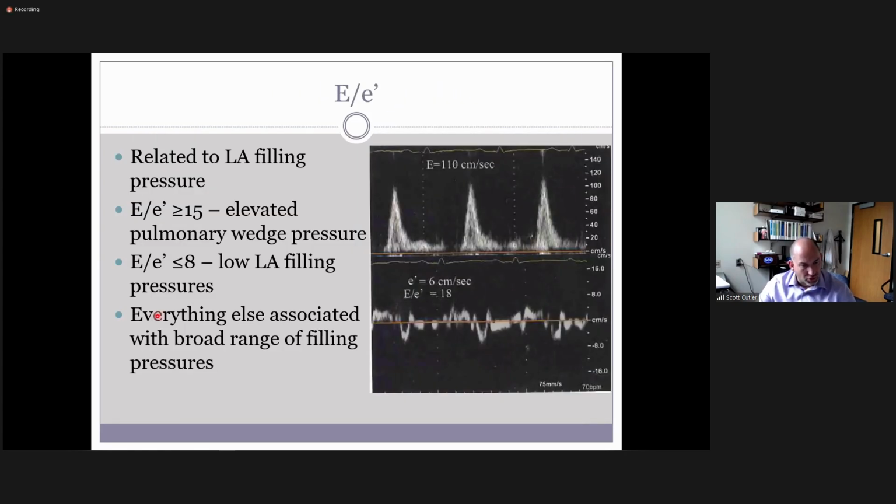Okay, again, just rehashing the waveforms and stuff like that. So we're looking at the filling pressures in the left atria. You're comparing the velocity of the E wave through the mitral inflow to the tissue Doppler. So it's dividing the inflow from the velocity of the E prime, which is your tissue Doppler. It should be greater than or equal to 15. Would equate to elevated pulmonary wedge pressure. E to E prime less than or equal to 8 is a low left atrial filling pressure. Everything else is associated with a broad range of filling pressures.